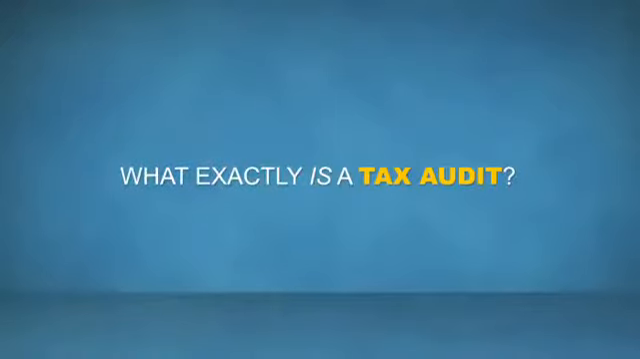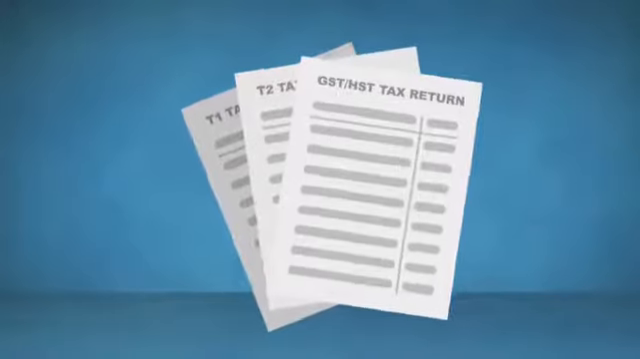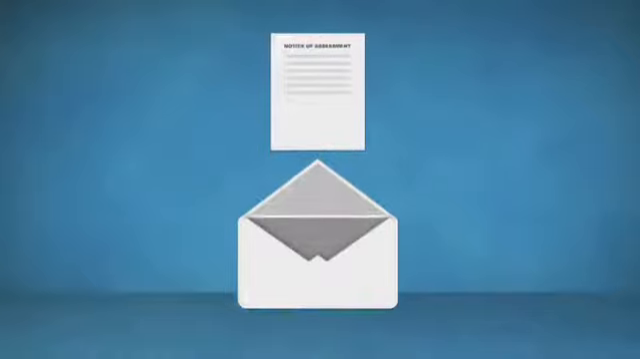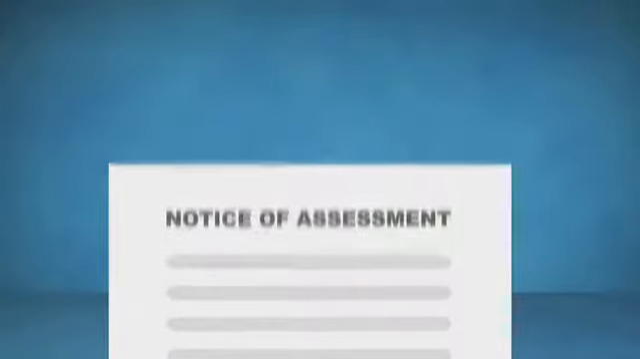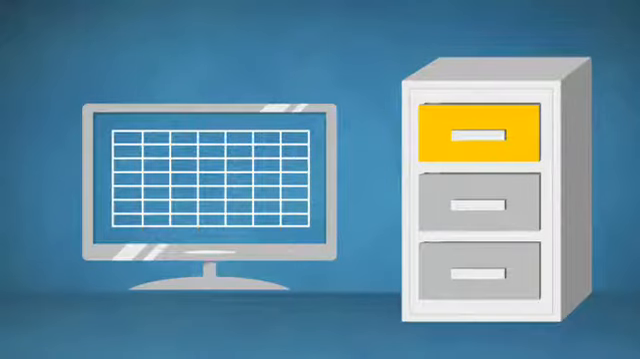And what exactly is a tax audit? Usually, when we receive a tax return, it goes through an initial processing that checks basic information and calculations. And then from that, you receive a notice of assessment. A tax audit is a more detailed examination of your books and records. It's conducted after you've received your notice of assessment to find out if you've calculated your taxes correctly.